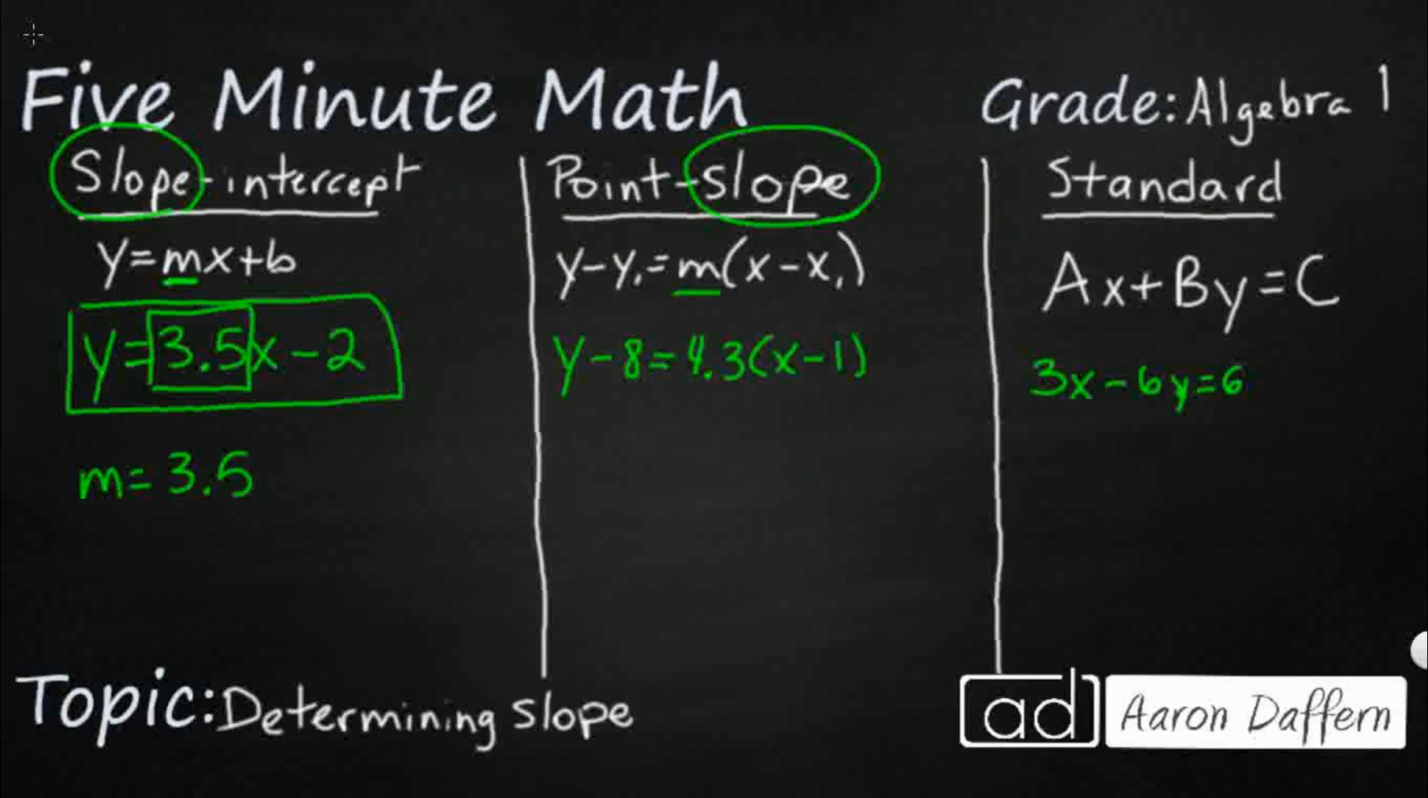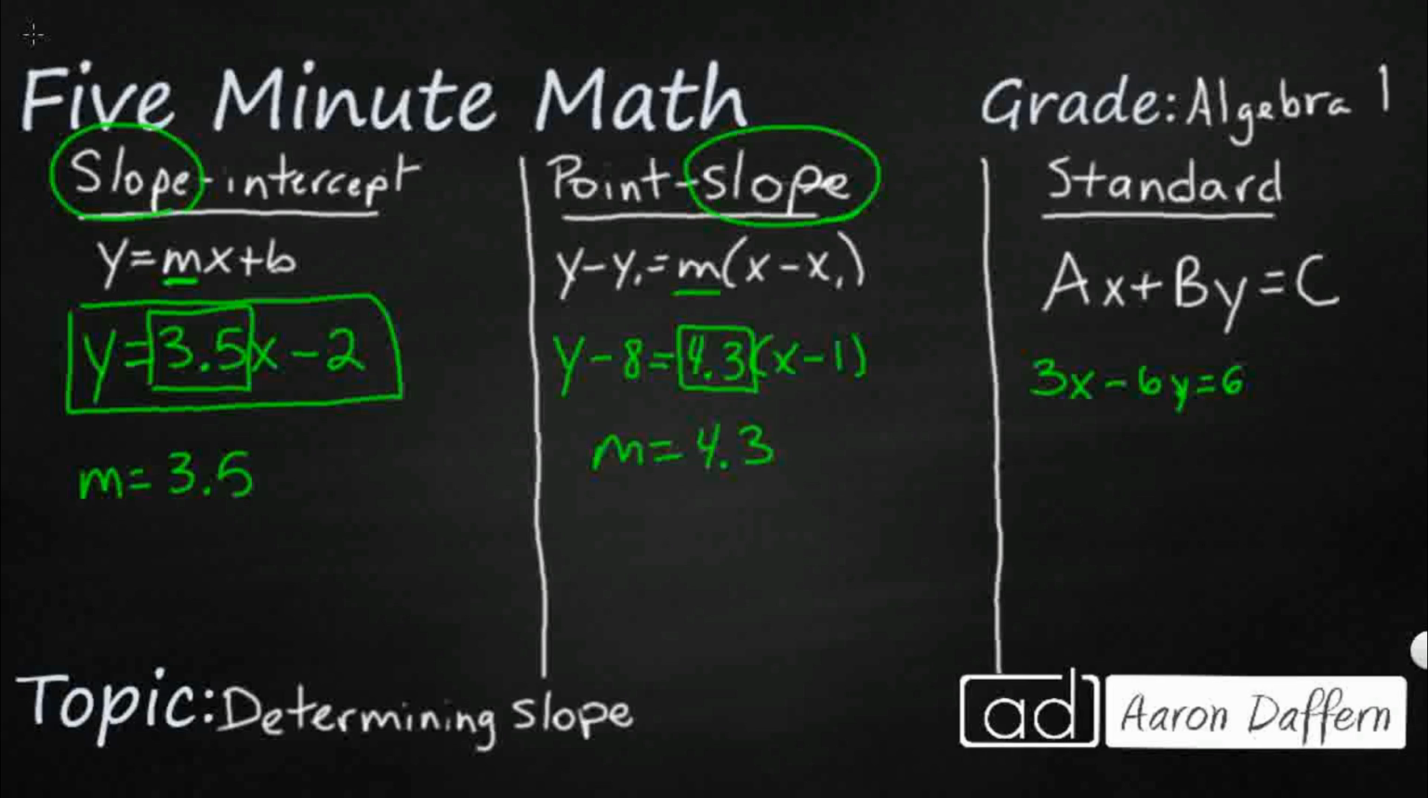Now, it's a little bit more complicated, but once again, you're going to look for this coefficient. Now, it's going to be in front of the parentheses that includes the x minus the x1, but either way, it's really easy to find. Where you have to do a little bit of work is if you ever find something in standard form, because the word slope is not in the title.